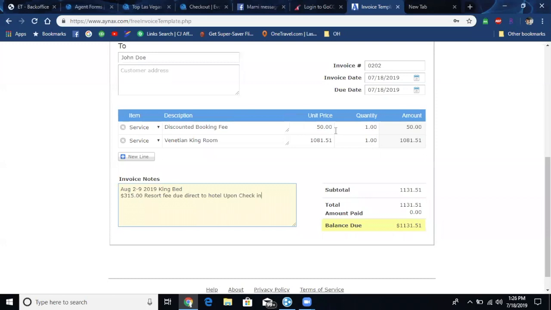You can be honest like me and tell them if that's the discounted rate, I'm giving you my rate, and you can tell them I'm making $50. You can be blatantly honest with them. Or you can let them know that that's going toward the company. 50 is to the company, right? Which is you. And $1,081.51 is going directly to Venetian, because Venetian is not going to pay you commission. If you go directly to Venetian, you can make commission directly through them.